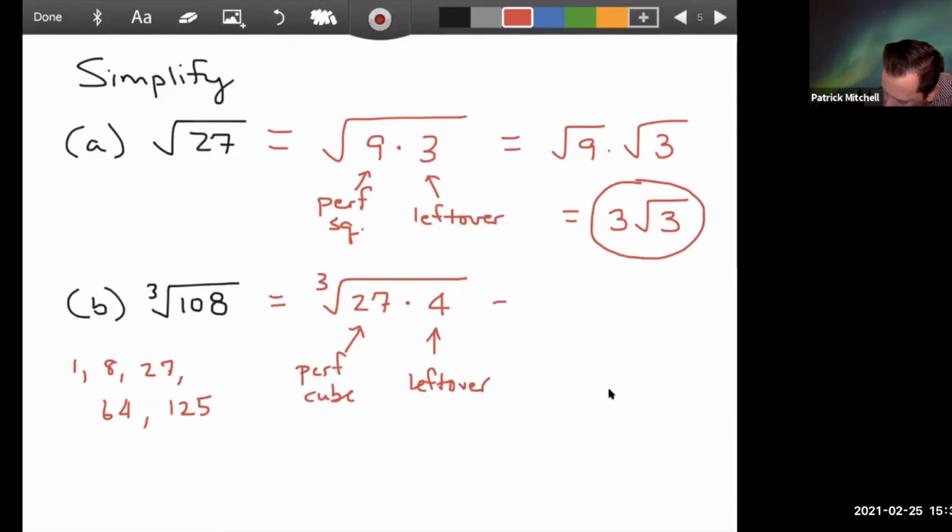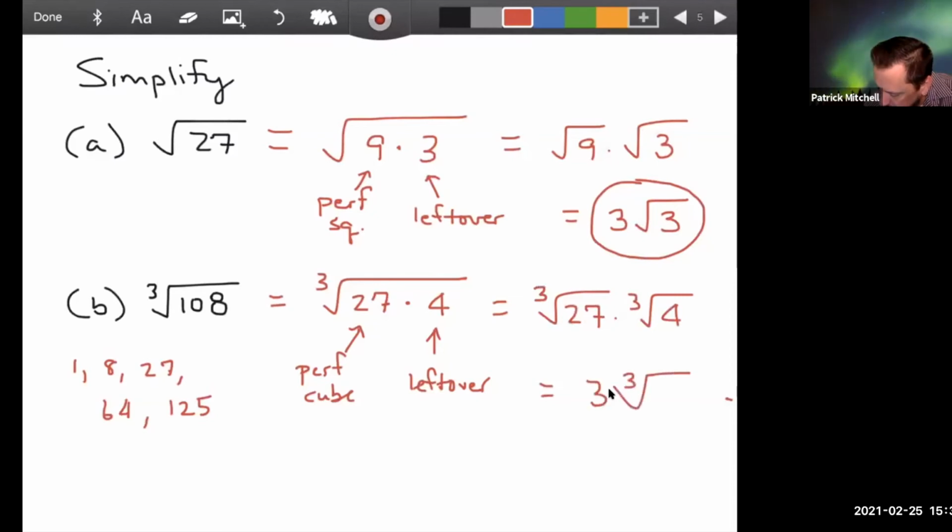All right, so according to the product rule, that's equal to the cube root of 27 times the cube root of 4. The cube root of 27 is 3. So the simplified form of this is 3 times the cube root of 4.